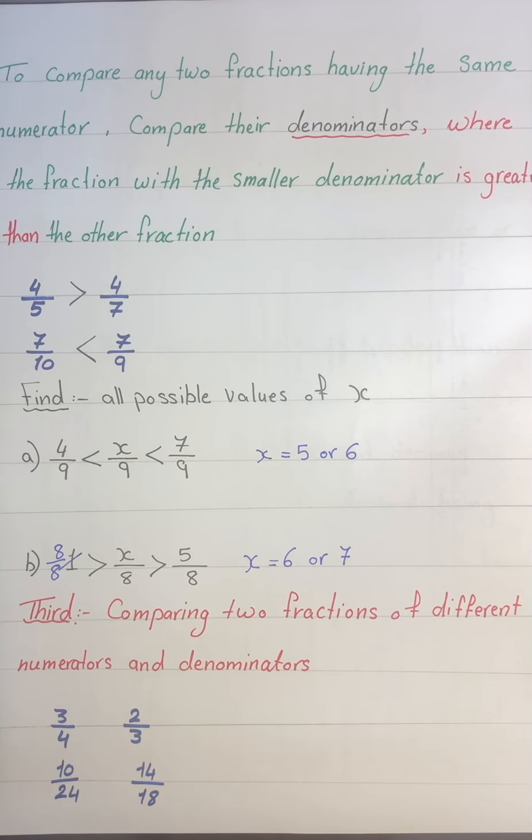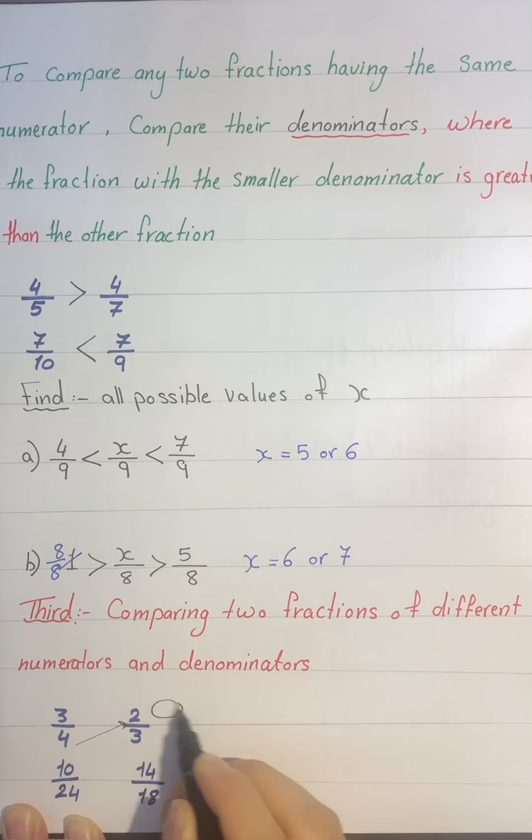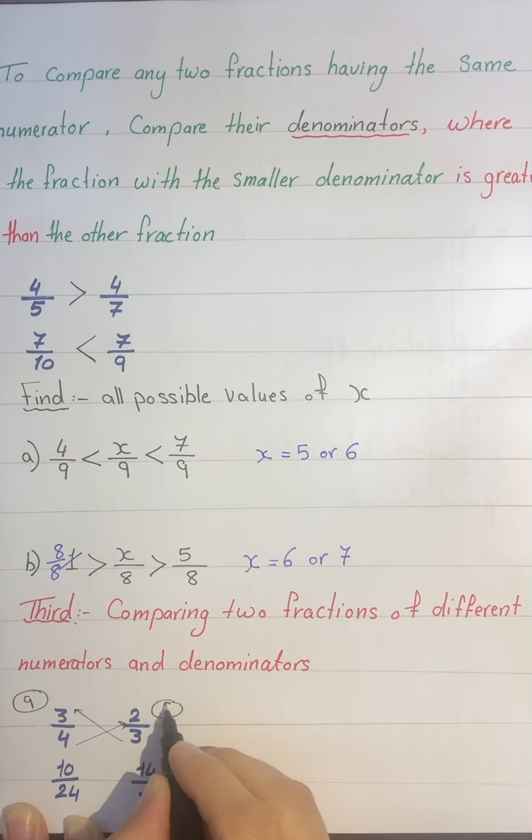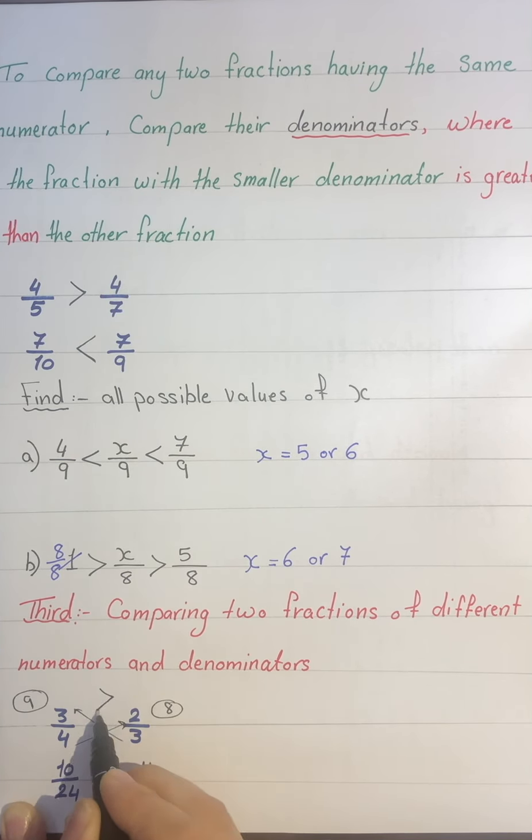Third, comparing two fractions of different numerator and different denominator. Okay? In the previous year, we took how to do it by scissors. I can do this with different numerator and different denominator using scissors, like this: 3 times 3 is 9, 4 times 2 is 8. Which is biggest? 9. Okay.